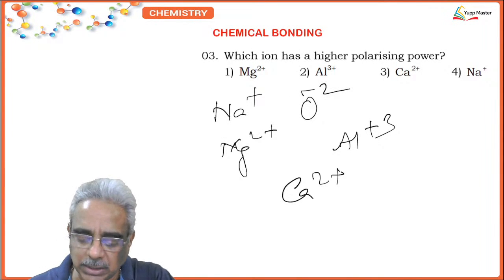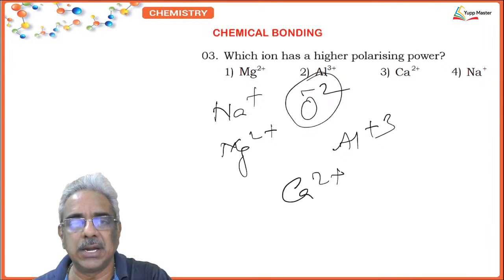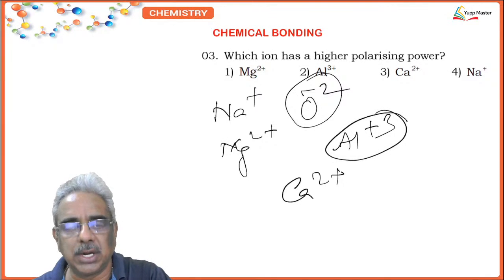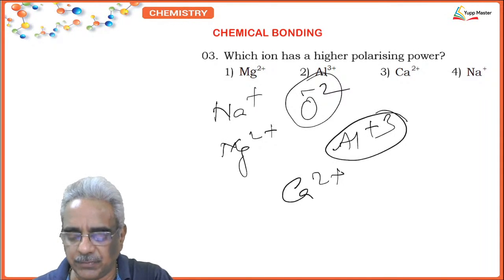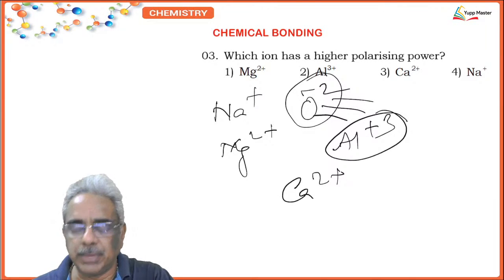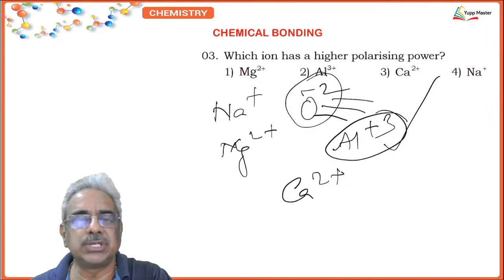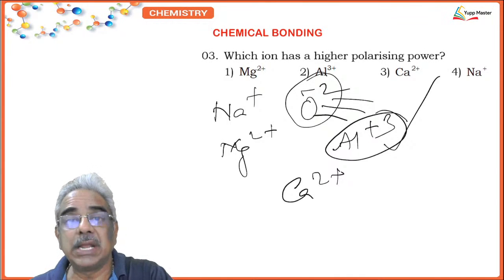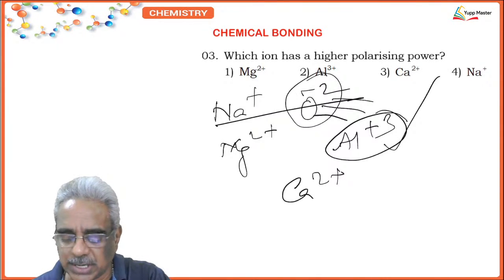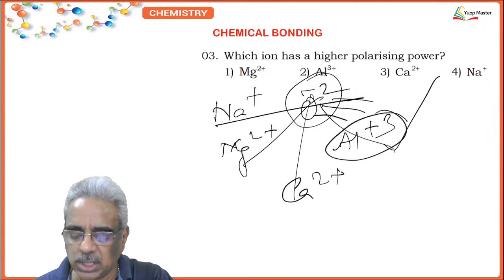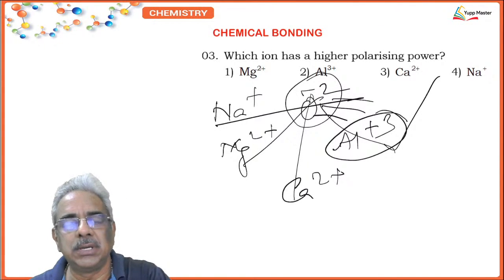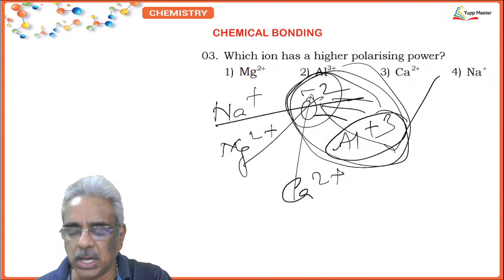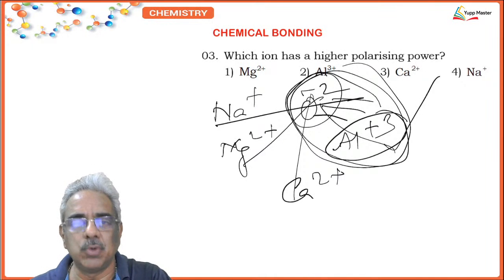So who can pull the electron density from oxide ion very easily and to a great extent? Obviously, aluminum 3 plus will pull the electron density out from oxide very much, because it's the smallest cation with highest charge. So this is how we'll have to analyze the things. So suppose sodium oxide, magnesium oxide, calcium oxide, aluminum oxide, which will be the most covalent oxide? Obviously, because here the polarization is more, aluminum oxide will be least ionic and most covalent.